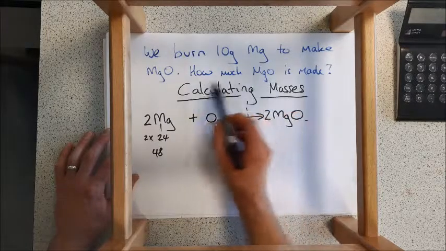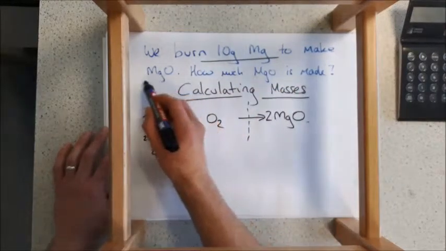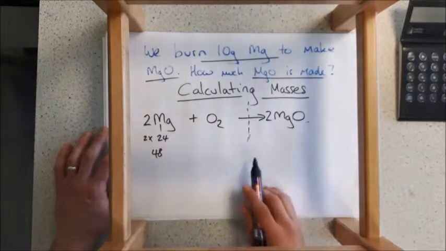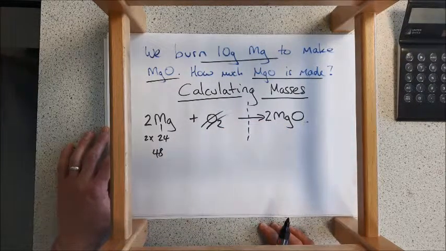Going back to a bit of exam technique, the question says we burn 10 grams of magnesium to make magnesium oxide. How much magnesium oxide is made? It doesn't ask us any questions at all about the oxygen, so we can cross that out and we don't have to worry about it.